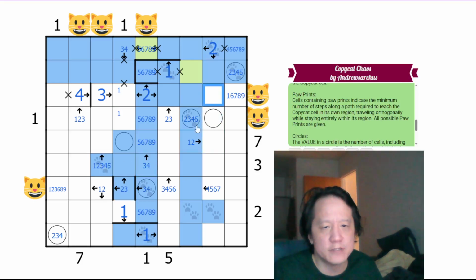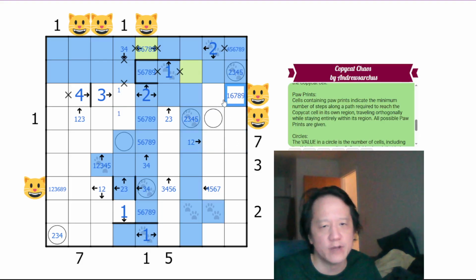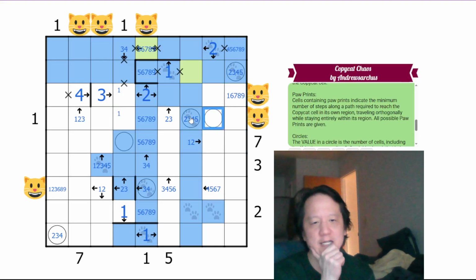For the paw print next to the circle, in the circle, I should say. And obviously 2 kind of works. Oh, interesting. These 2 cells obviously are in different regions. Because if they're in the same... Oh, that's not true. That is not true. Because they measure different areas. Never mind. That's not a given.